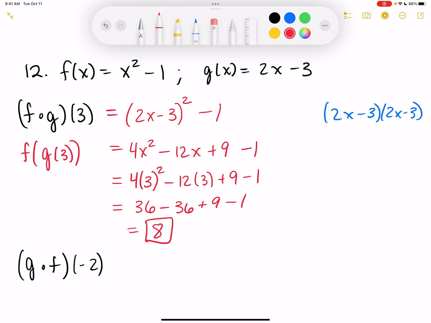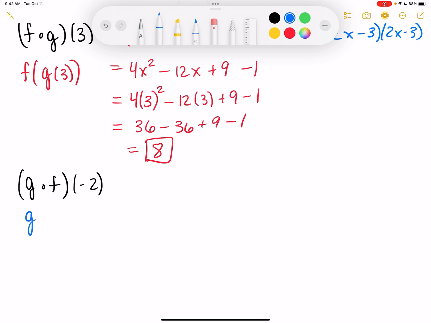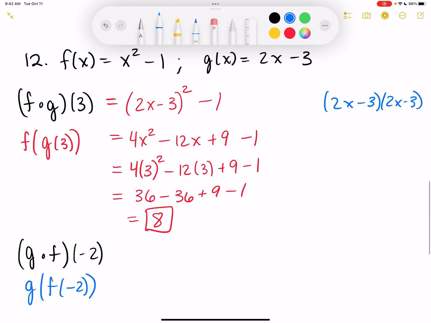All right, so the next one, I will plug in the number first so that you see it actually makes it a little bit easier. But I just wanted you to see the way of actually plugging a function into a function. So in this case, we have g of f of negative 2. That means in f, I'm going to plug in negative 2 for x first. So negative 2 squared minus 1 is what?